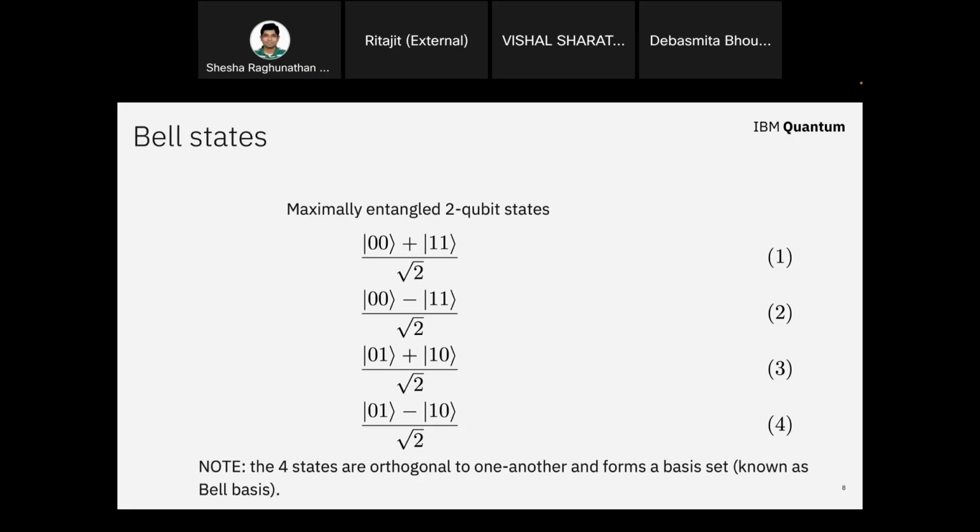So typically we measure in what is called the Z basis. But in order to measure in this basis, all you have to do is apply some unitary and rotate it into a basis in which you can measure these, called the Bell basis. Now, why is this important?